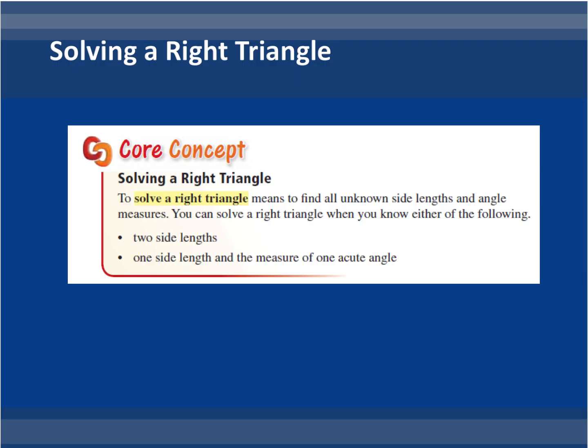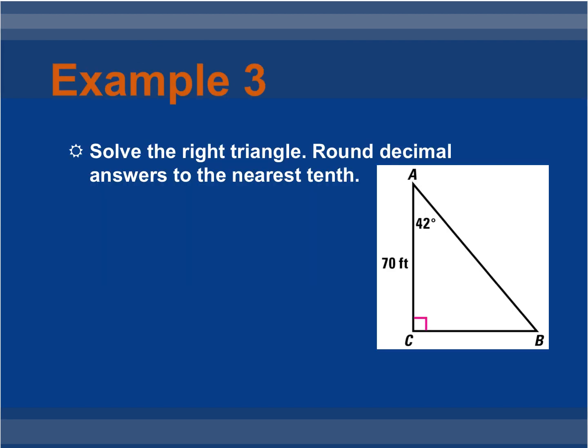Just a reminder for solving right triangles, if they're not giving you X, Y, and Z, so for your homework, when you're looking at it, it says solve for the right triangle. You're solving for all unknown side lengths and angle measures. That's all it means. Find all the missing side lengths and all the missing angle measures. For this question, it says solve the right triangle. You're solving for the missing sides and the missing angle.